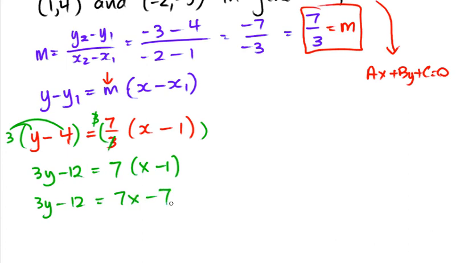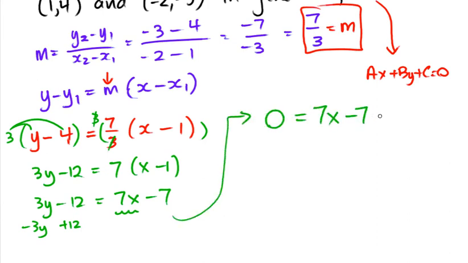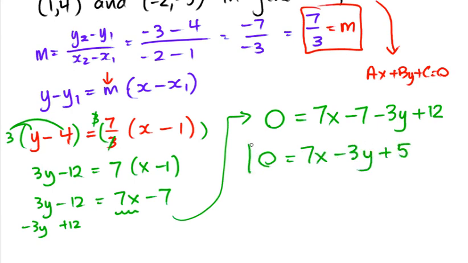I want to get all the x's by themselves. There they are over on the right hand side. So I need to subtract 3y and add 12 to get 0. So now I've got 0 on this side. I'll have my 7x minus 7. I'll take away the 3y and I'll add 12. Let's collect like terms and put it in the right order. 7x minus 3y plus 5. And there is my answer in standard or general form.